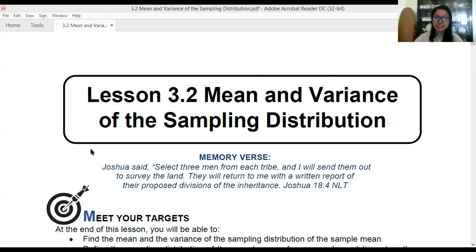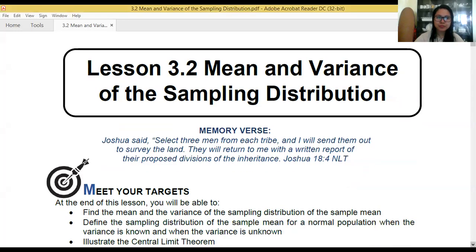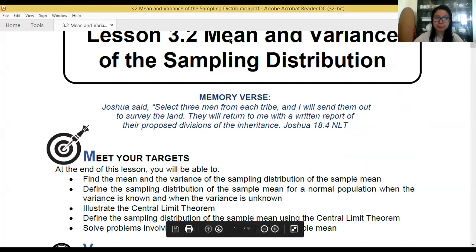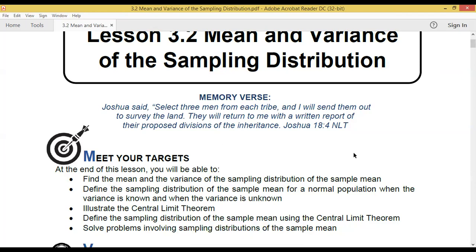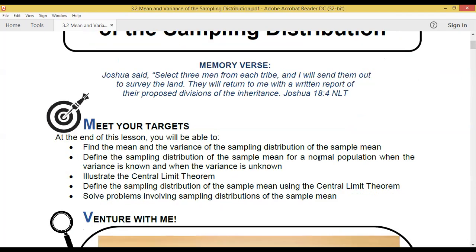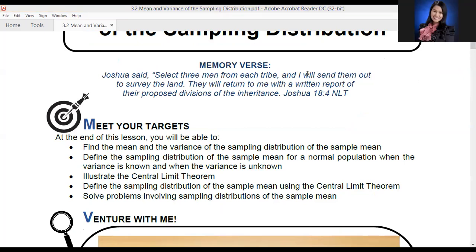At the end of this lesson, you'll be able to find the mean and the variance of the sampling distribution. Also, define the sampling distribution of the sample mean. Illustrate the central limit theorem. Define sampling distributions of the sample mean. And solve problems involving sampling distributions of the sample mean. It may sound too long because we have so many objectives, but mind you, this is a very simple topic as long as you remember what's in chapter 1.